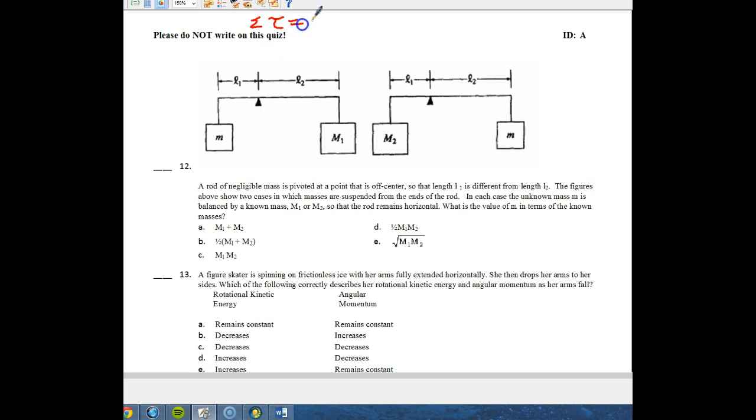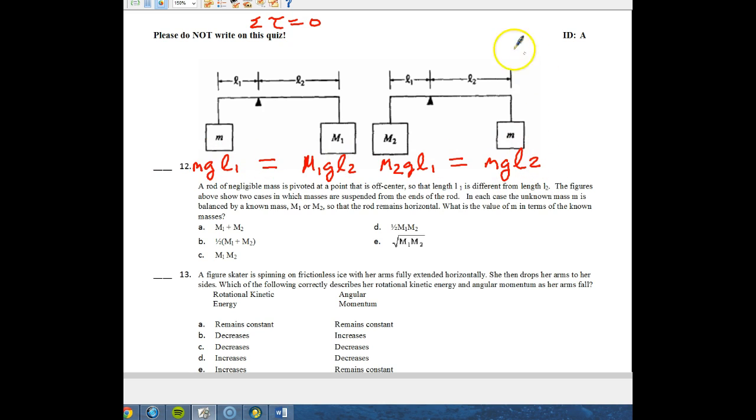So the sum of the torques should be equal to 0. That means that the torque of the one on the left-hand side for each case should be equal to the torque on the right-hand side for both cases. So let's just talk about torque here. It would be mg, which is a force, times L1. And then this one is capital M1 G times L2. This one is M2 G times L1. And then this one is M times G times L2. So we said that the torques on each side need to be the same.